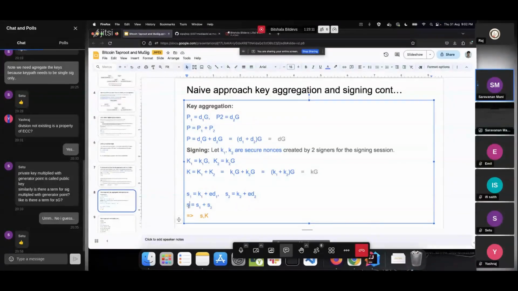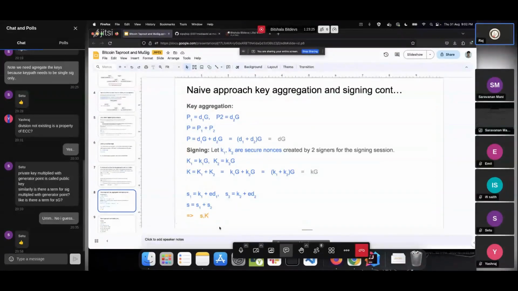And this S and this aggregated K will be shared with the verifiers. That's what becomes the aggregated signature. So two signatures from two parties are aggregated together to create a signature that looks like one single signature. But that one single signature actually contains the sum of two signatures. And that is basically the magic of MuSig.